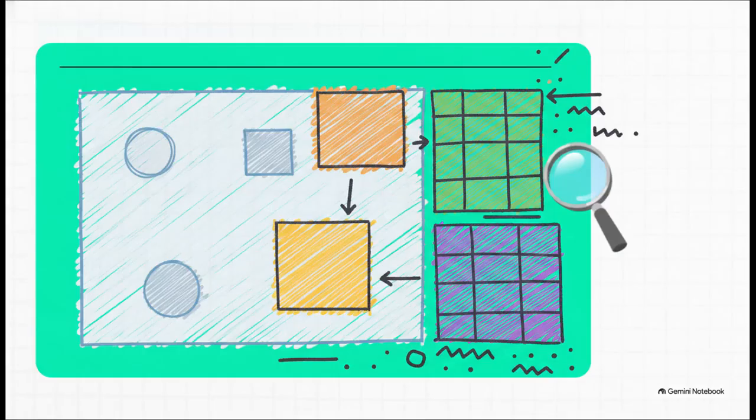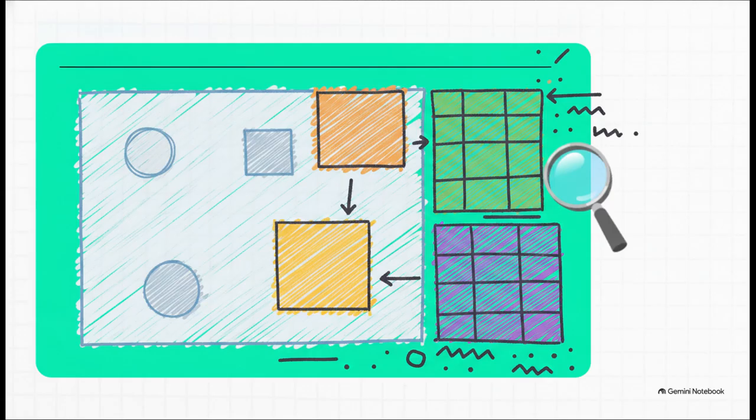Lock that in. All right, now we hit the big one, the convolution layer. This is the absolute core component of a CNN, where the real magic happens. We take these small matrices, which are called filters or kernels, and we literally slide them across the input image.